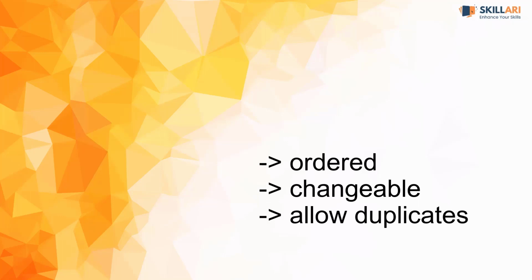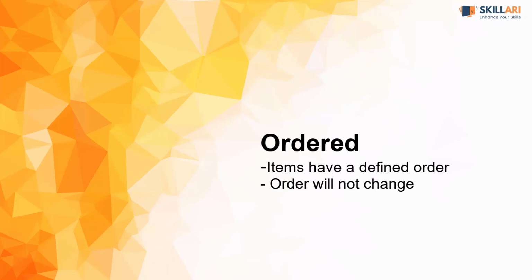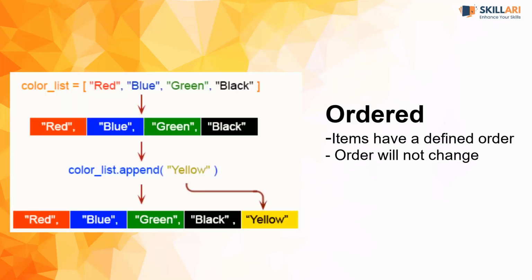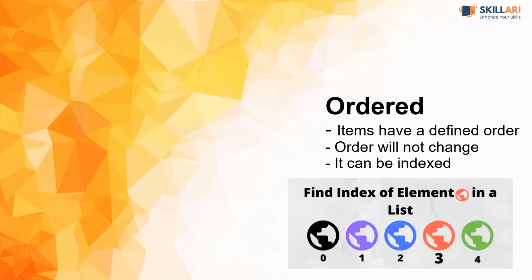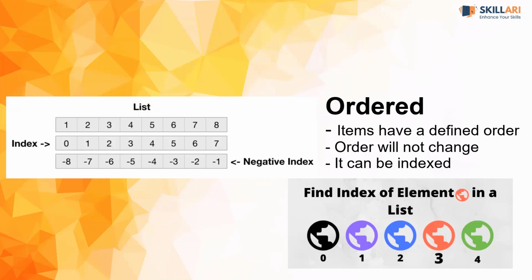List items are ordered, changeable and allow duplicate values. When we say that lists are ordered, it means that the items have defined order and that order cannot be changed. If you add new items to the list, new items will be placed at the end of the list. It can be indexed. So each and every value in a list has an index, and the first position of the index is always 0. The second is 1, and then that's how it proceeds.